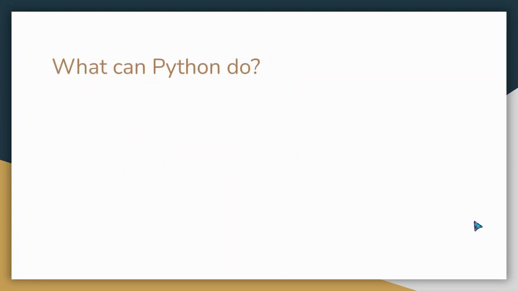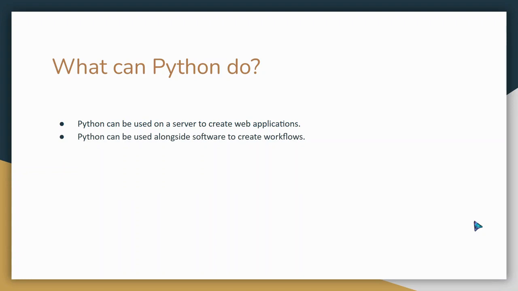What can Python do? Python can be used on a server to create web applications. Python can be used alongside software to create workflows. Python can connect to database systems. It can also read and modify files. So what I mean by can connect to database systems is, if you code on PyCharm, it can connect to SQLite, which is a database software.